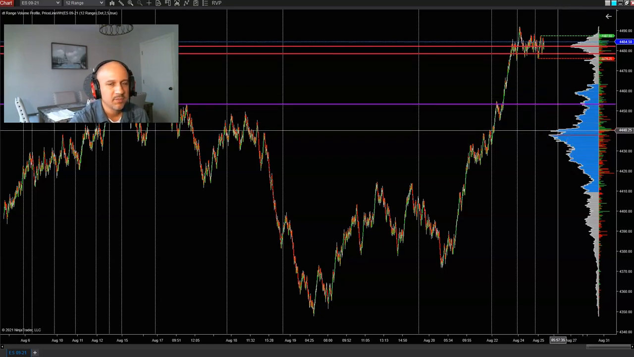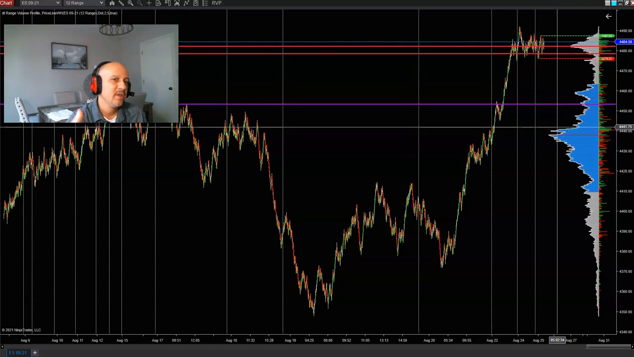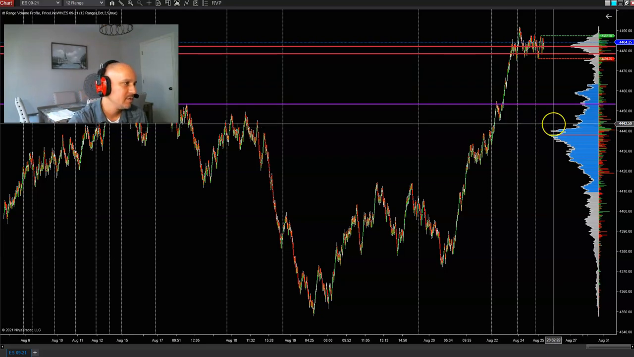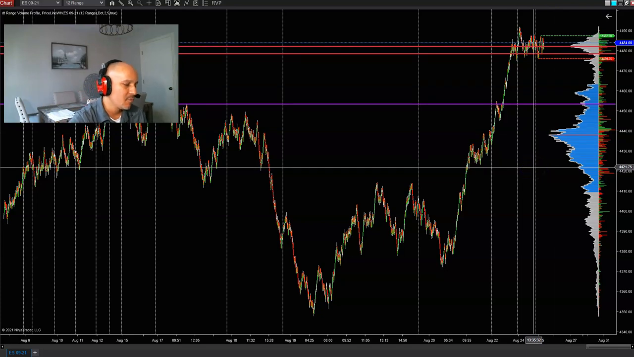So price does like to move from one high volume area, through a valley, which is a low volume area, into another high volume area. So that's pretty much how the volume profile works.